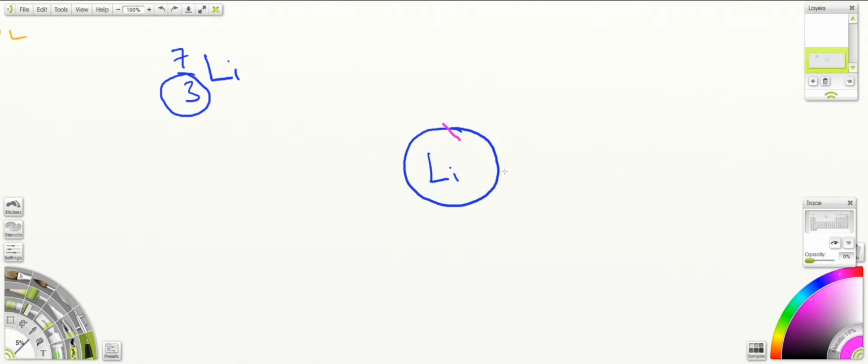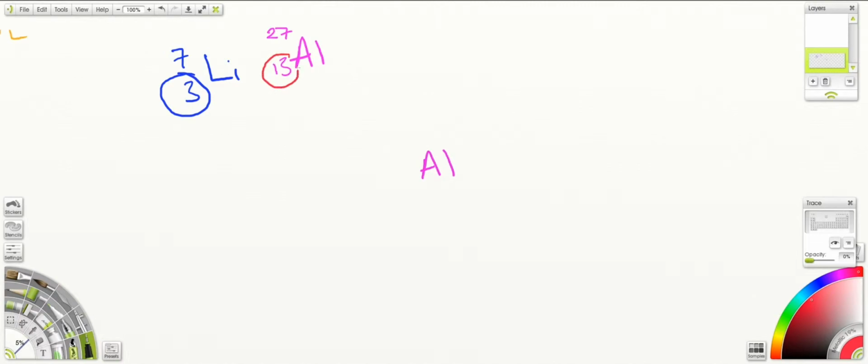Guys, again, pause the video, see if you can have a go at aluminium yourself. So here's aluminium. All right, now guys, I said don't remember it, just use your periodic table, because that's what I'm doing. I have not remembered this. So aluminium has a top number of 27 and a bottom number of 13. Again, we're going to draw the electron structure, so we're looking at this bottom number here. So I'm going to draw my rings.